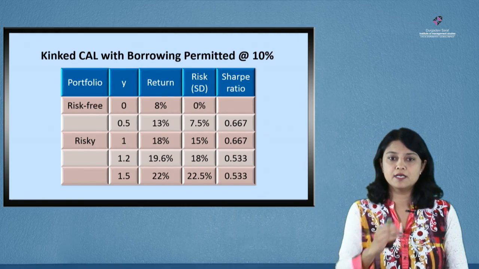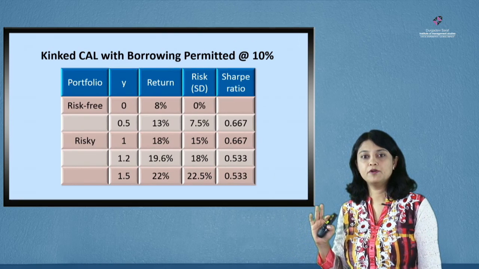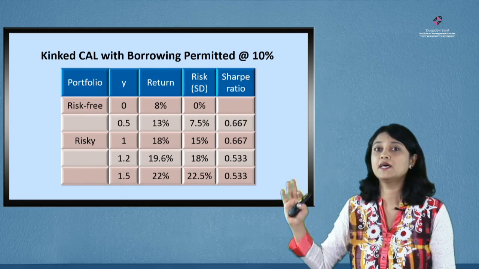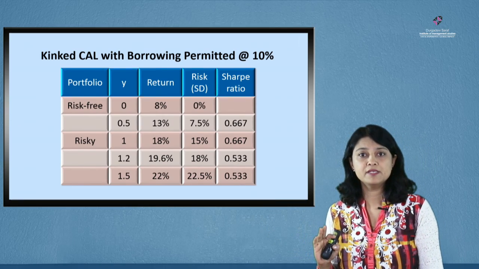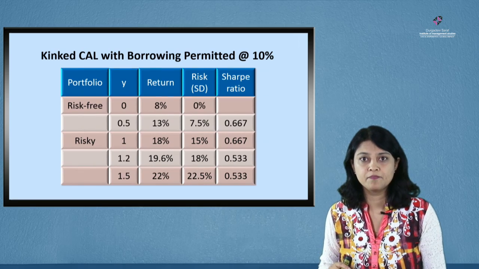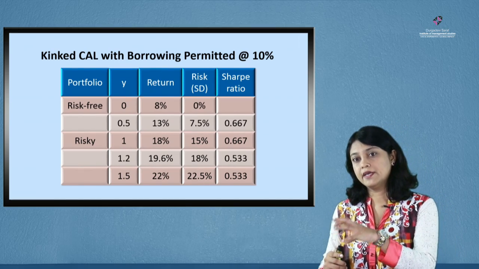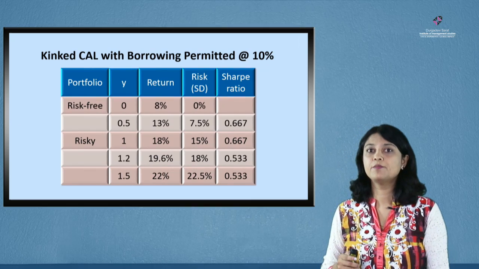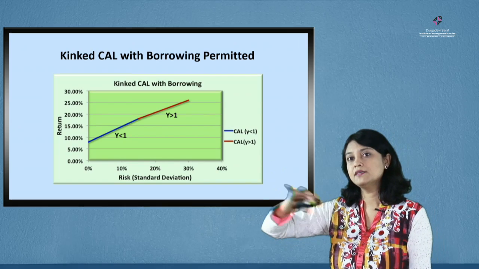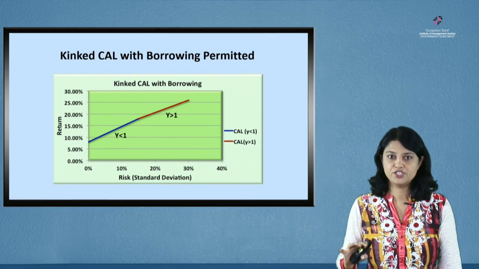As you can see here on the slide, the risky portfolio had 15% standard deviation, but the borrowed portfolios are having 18 and 22.5%. Risk is increasing, and that's the reason Sharpe ratio is decreasing. So yes, if you are ready for a particular decrease in Sharpe ratio, you can borrow and have your investment on this red portion of the kinked capital allocation line.